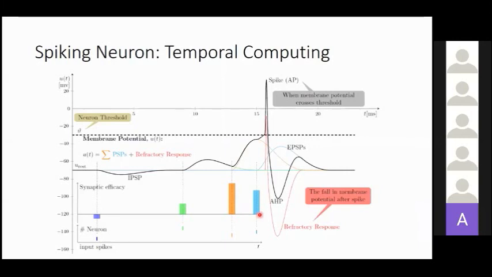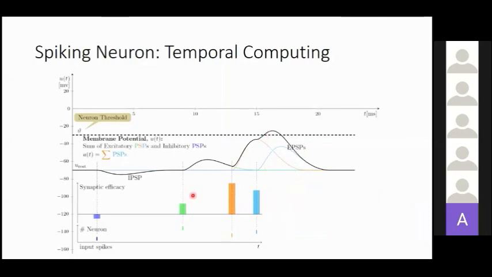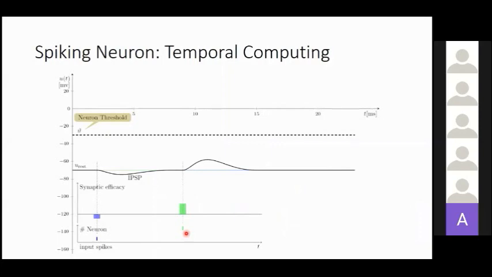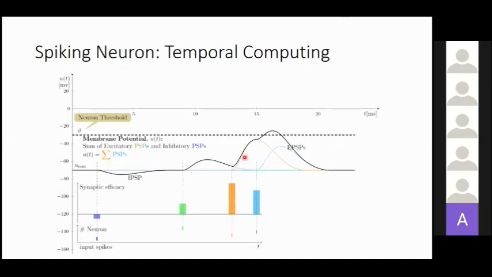No, right? Orange, so it's a combination of all this. Let's look at the green spike coming through this green synaptic connection, right? Its influence on the membrane potential is just this one. When this orange spike comes in through a different synapse, your accumulated membrane potential is somewhere along these lines, right? And you have still not crossed the threshold.